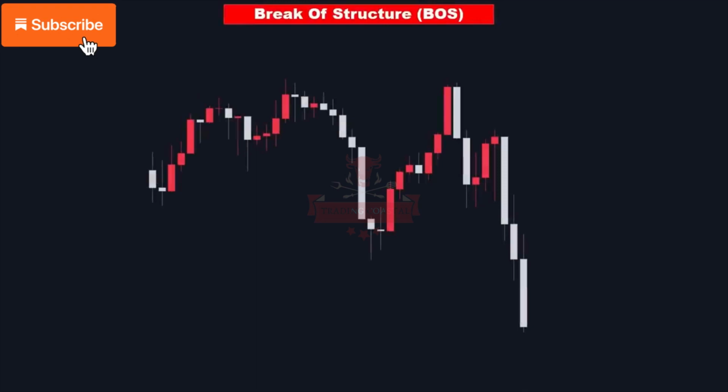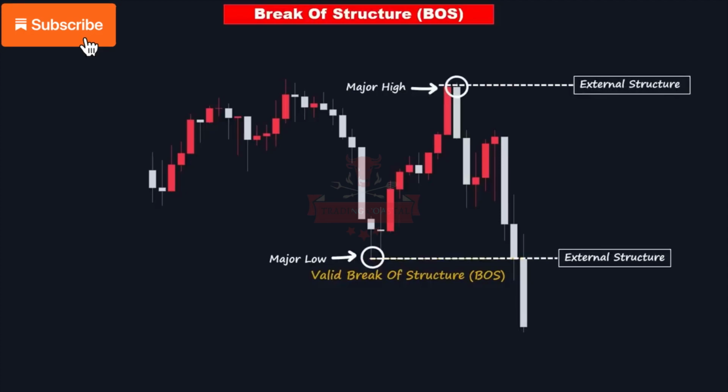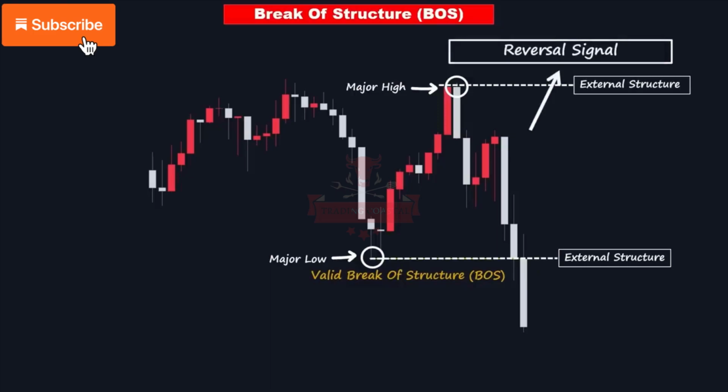Consider a bearish market structure. To have a valid break of structure, we require the price to break and close below the most recent lower low with the body of a candle. Therefore, if the price breaks the newly generated major high to the upside, we consider it as a trend reversal signal, indicating that sellers have lost control.